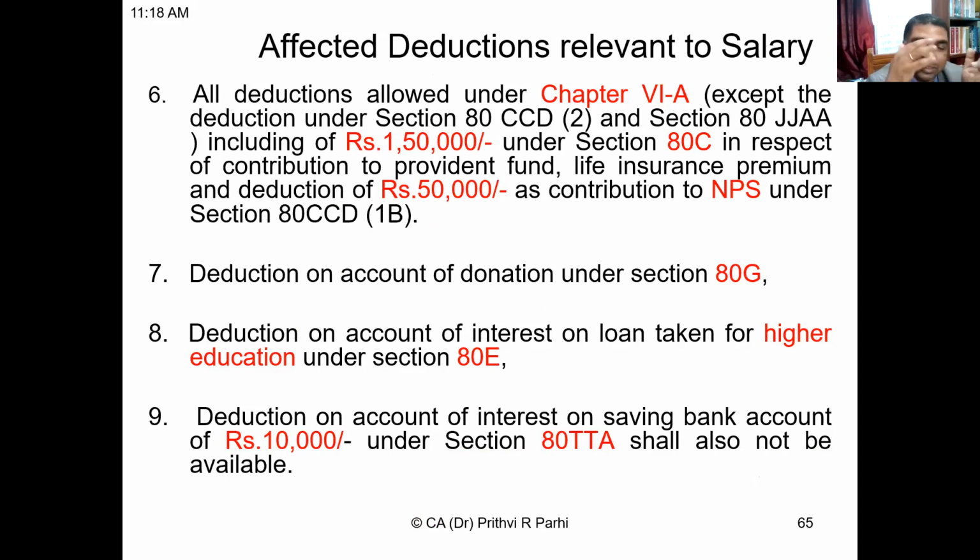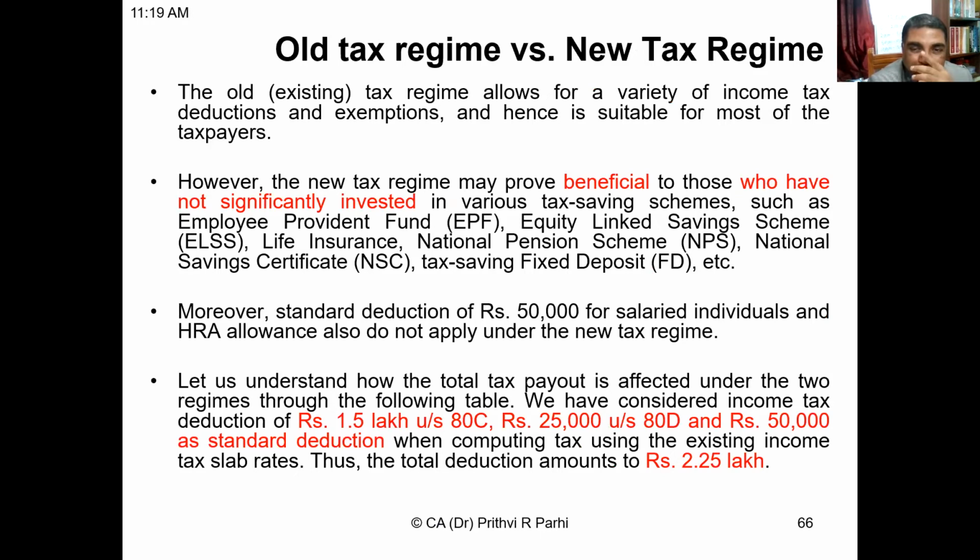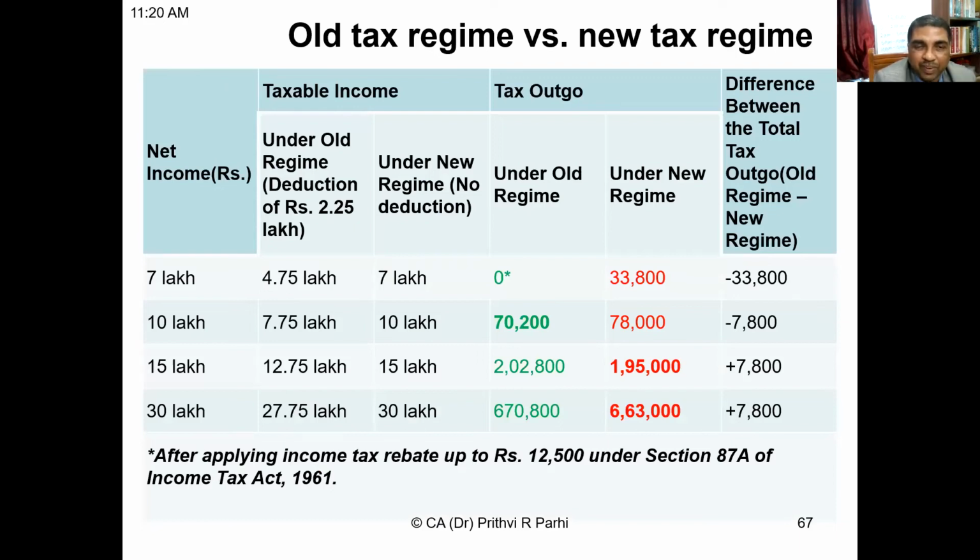Similarly, deductions for donations made to eligible entities registered under section 80G of the Income Tax Act, that deduction for donation, one will also not be able to get. Similarly, interest paid on educational loan will not be deducted. Interest on savings bank account under section 80TTA, ₹10,000, 80TTB, ₹50,000, these kinds of deductions which are allowed, under the new scheme one will not be able to get. So in fact, one has to compare what will be the tax liability under the new scheme or under the old scheme, and whichever is beneficial, one may choose that.